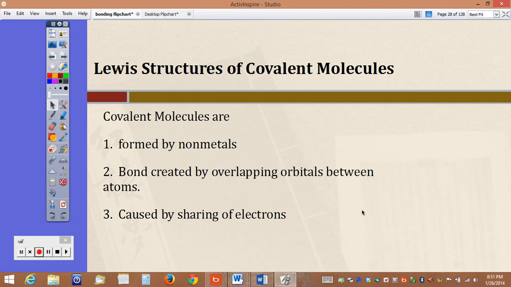First off, what is a covalent molecule? Covalent molecules are formed by non-metals only, which we had last semester. It is going to create a bond that is formed by the overlapping orbitals between atoms and is caused by sharing the electrons between the molecules, or between the atoms. Remember in ionic, electrons were transferred, now they're going to be shared.